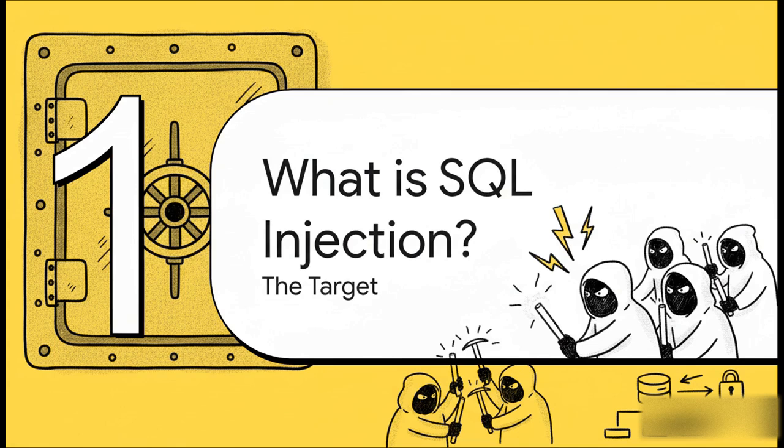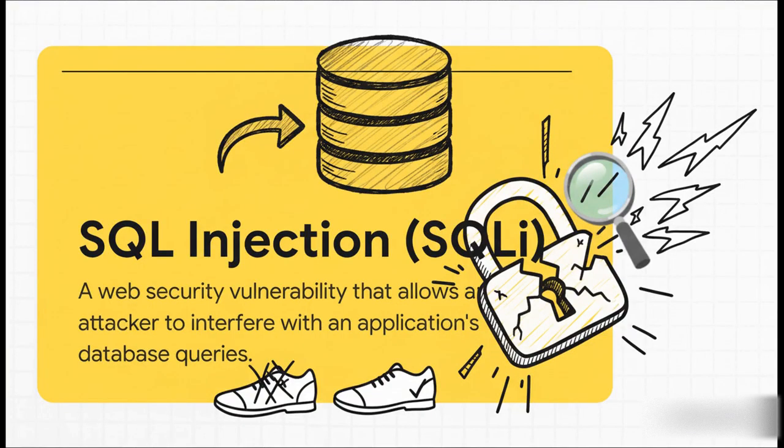So, first things first, what are we even talking about here? What's the vault that these attackers are really after? Okay, so SQL injection, or you'll hear it called SQLi, is a type of web security flaw. Think of it like this. A website needs to ask its database for information, right? Like, hey, show me all the blue shirts. SQLi is when an attacker manages to sneak in and change that question into something totally different, something the website was never, ever supposed to ask.